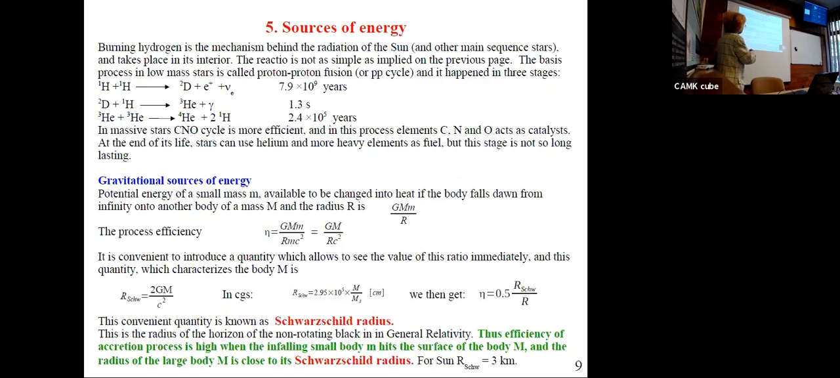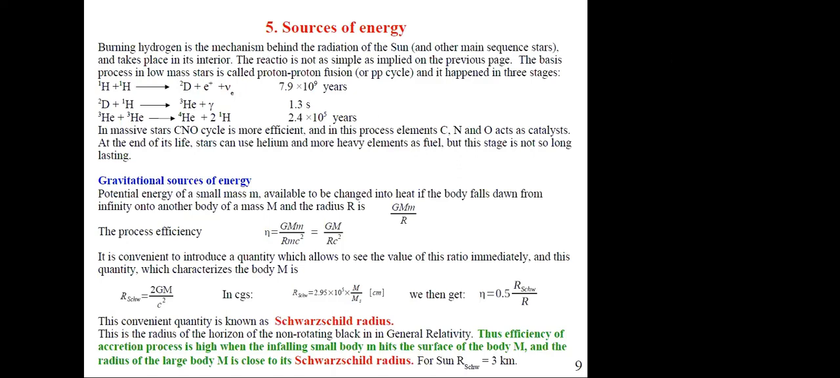This is the PP cycle, or proton-proton fusion. This is typical for the sun or other low mass stars. In the case of massive stars, this reaction is too slow, and more efficient is the so-called CNO cycle, where the elements carbon, nitrogen, and oxygen act as catalysts. And of course, at the end, the star can also use the remaining helium and burn it.